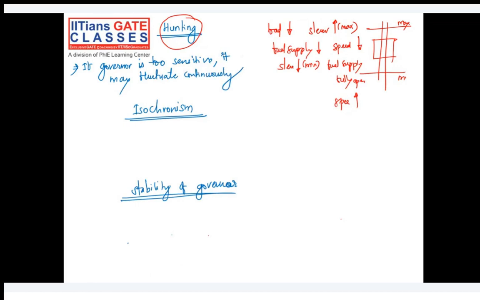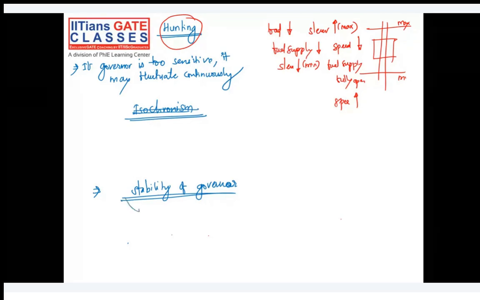What is isochronism? Or maybe I'll come to this point later. It will need some explanation. Before that, what is stability of the governor? When we say a governor is stable, it is if it brings the speed of the engine to the required value. Okay, so write down.